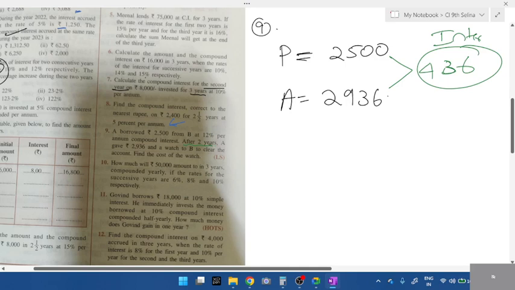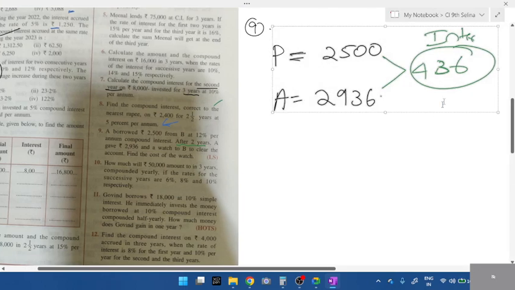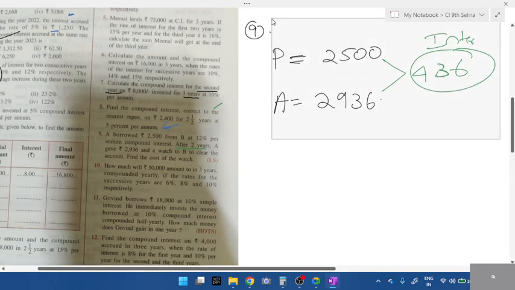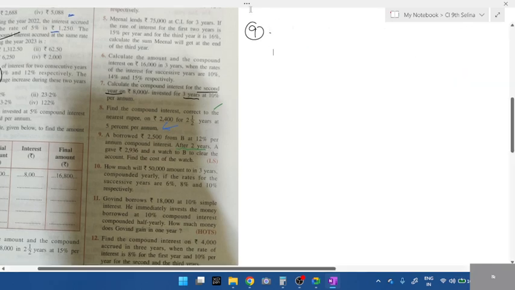Tell me. Yes, 2 years. Okay. A gave 2936 and a watch to B to clear the account. Find the cost of the watch. Okay, fine. The question is, how many people are there here? 2 people, right? Who has borrowed money from whom, students?